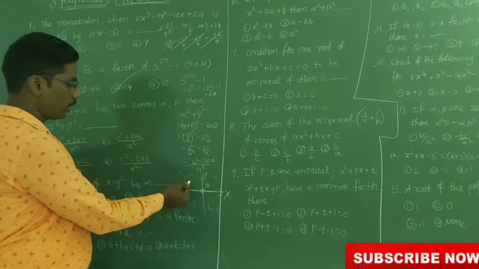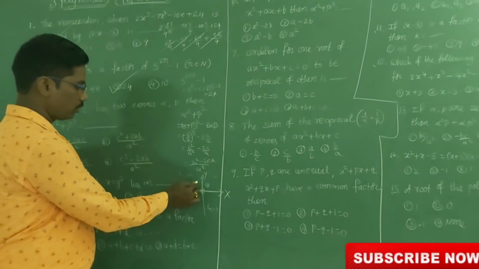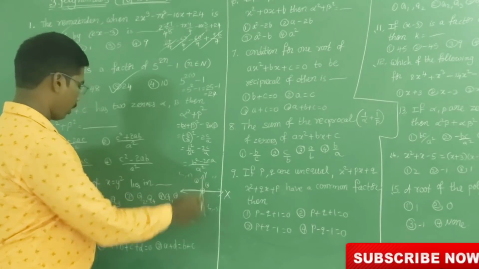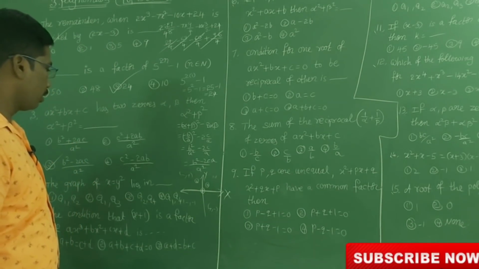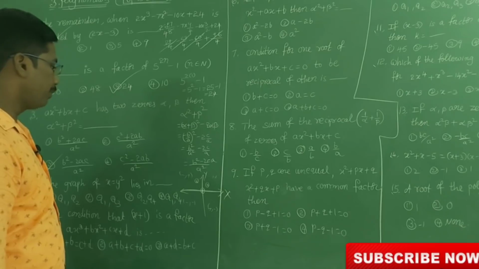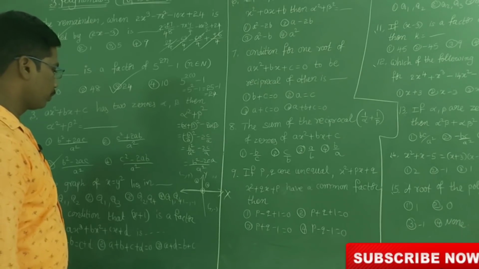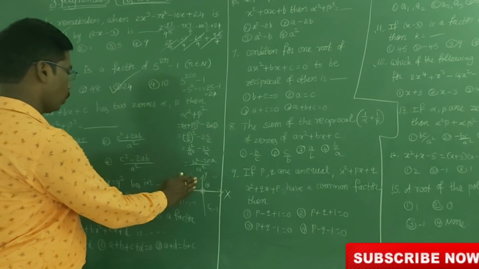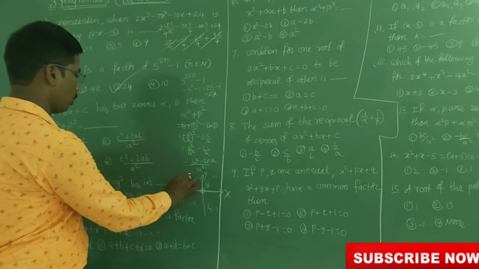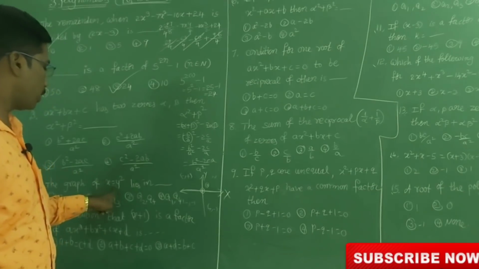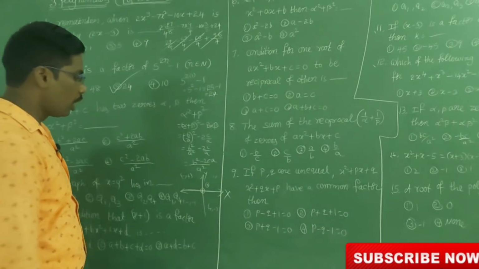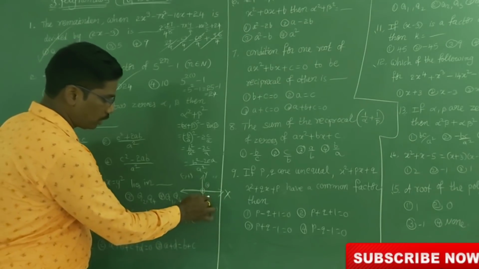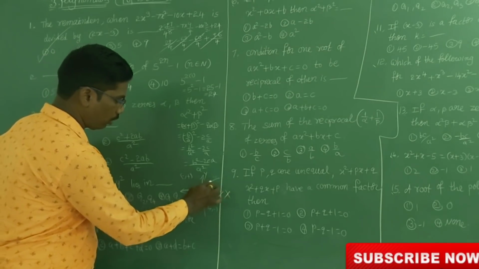So y is equal to minus 1, then x is equal to 1. So here, then, y is equal to minus 1, then x is equal to 1, means 1 comma minus 1. 1 comma minus 1, so it will be here. So the graph will be like this.